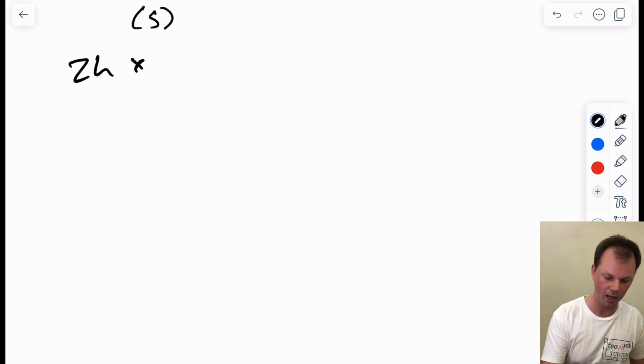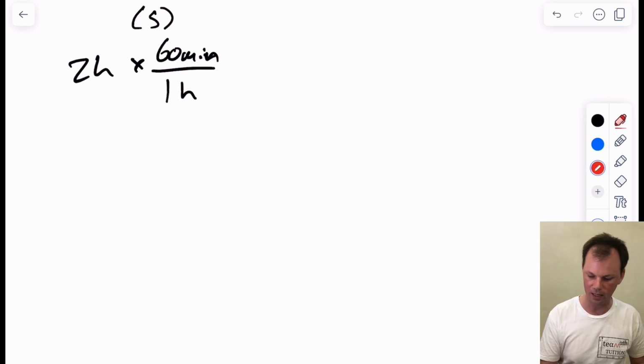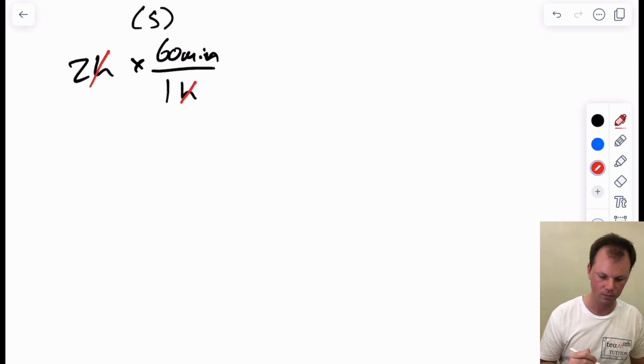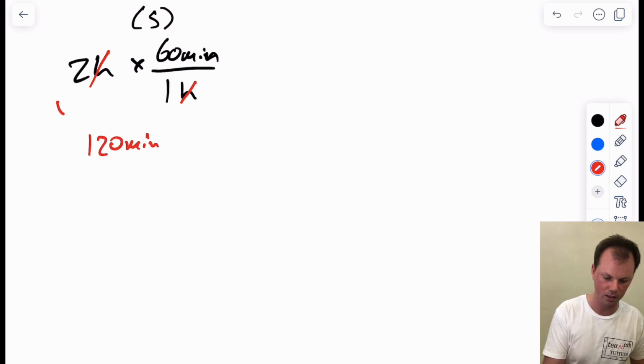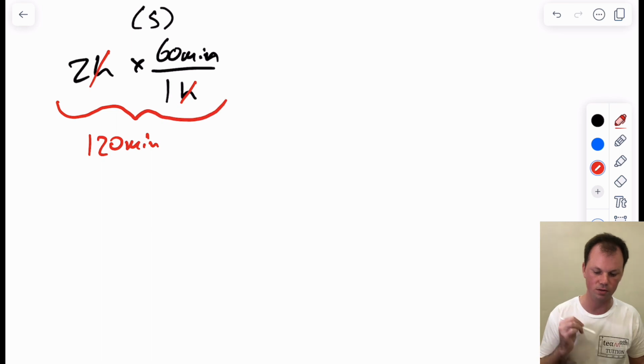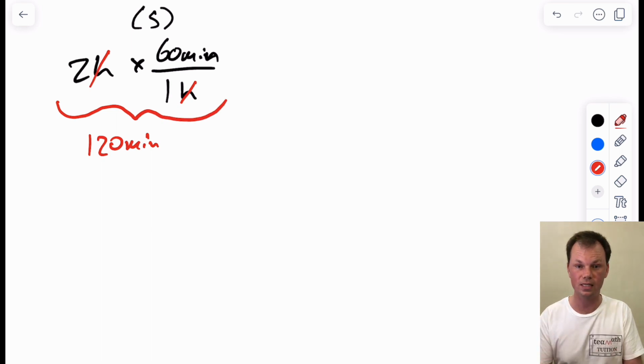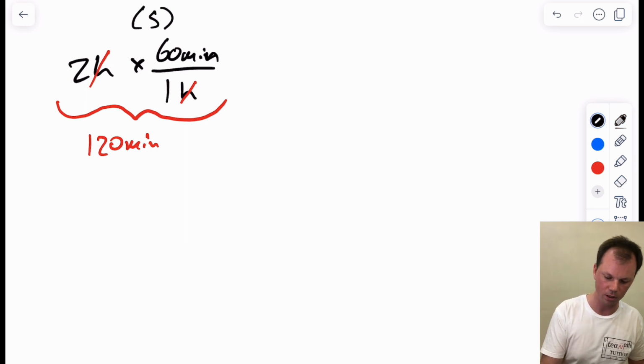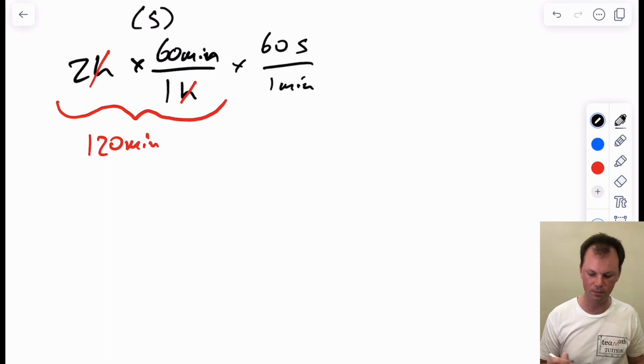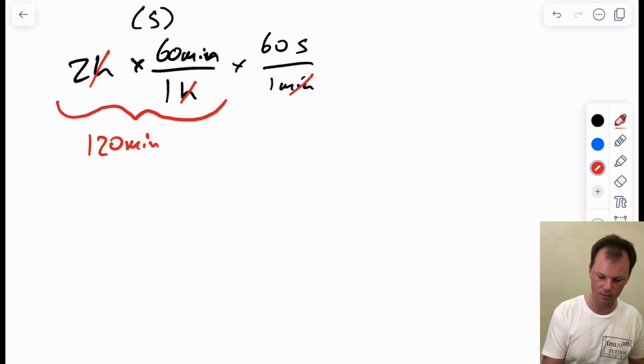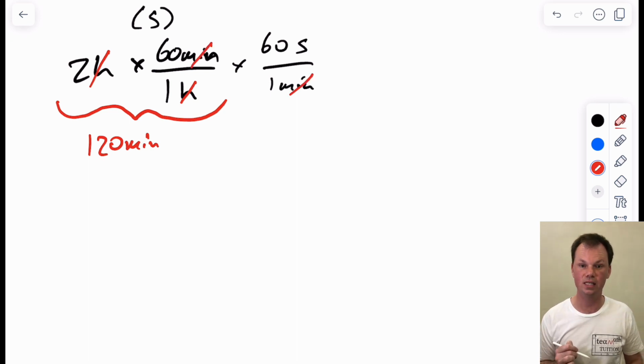So I want my hours to be on the bottom, and I know there's 60 minutes in 1 hour. Now if I cancel my units here, I've got 2 times 60, which is 120, and I'm left with minutes. So this whole thing here is equivalent to 120 minutes, but we want to convert to seconds. So I'm going to convert my minutes to seconds. I know I want my minutes on the bottom, and I'm going to put my seconds on the top, and I've got 60 there. I can then cancel my minutes, and I'm going to be left with seconds.